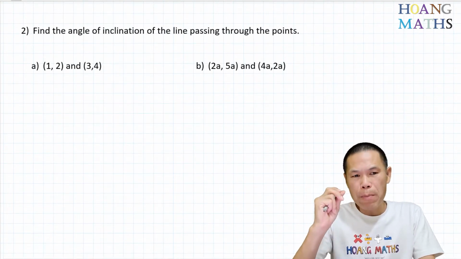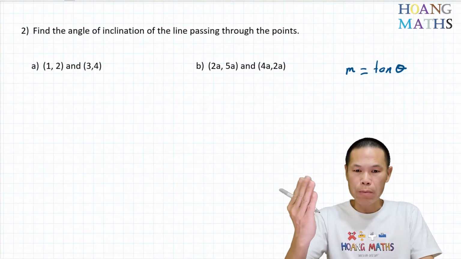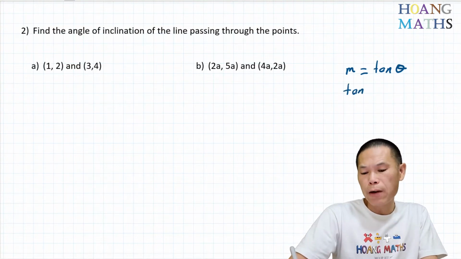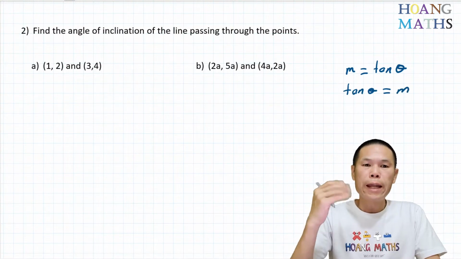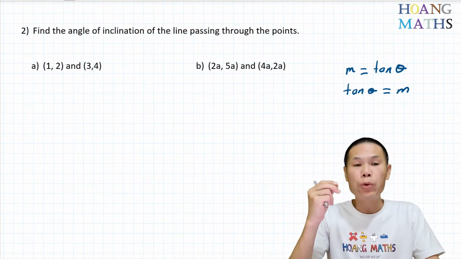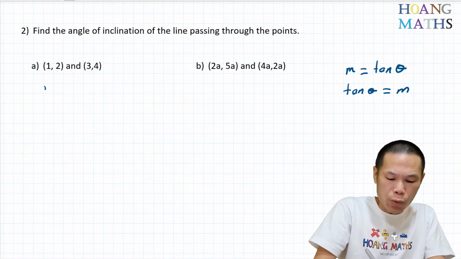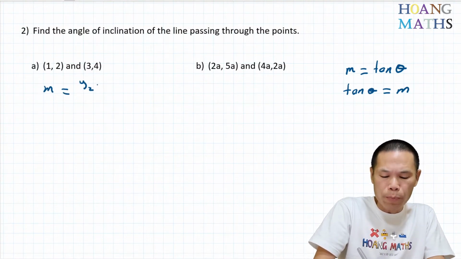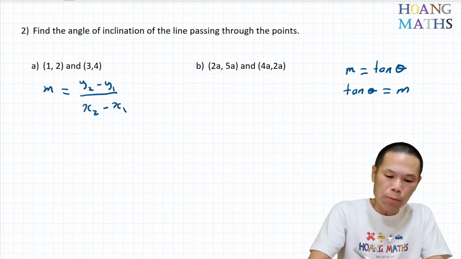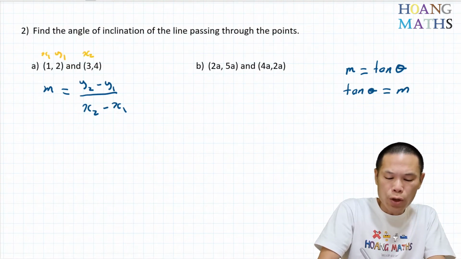Next one. Remember, for the angle of inclination, m is equal to tan of theta, or I can write tan of theta is equal to m. Now to work out the angle of inclination passing through these 2 points for part A, first of all we need to work out the gradient. We know that the gradient is equal to y2 minus y1 over x2 minus x1. Let me label this first so you don't get confused. So this is x1, y1, x2, y2.